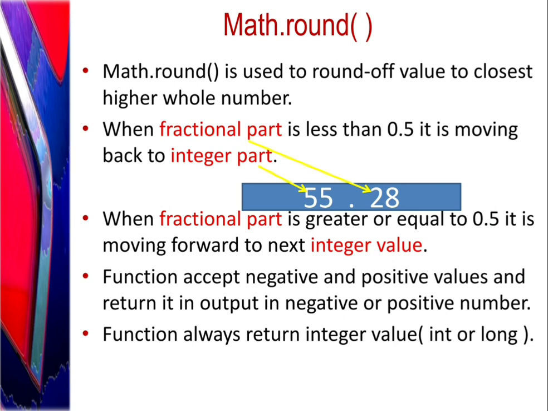Means if you are writing 55.58, it provides you 56. See the fourth point. The function accepts negative and positive both values and provides you an answer in negative and positive both. But what you have to remember, see the last point. It always returns you a value in either integer or long. Means a total integer value. If you are providing a fraction, it provides you an integer.